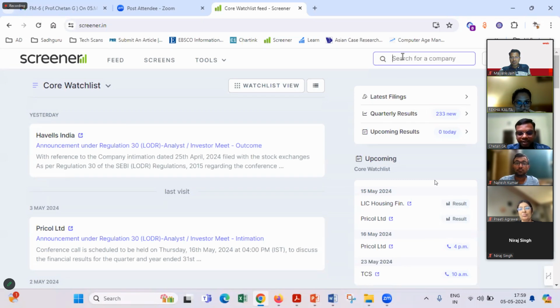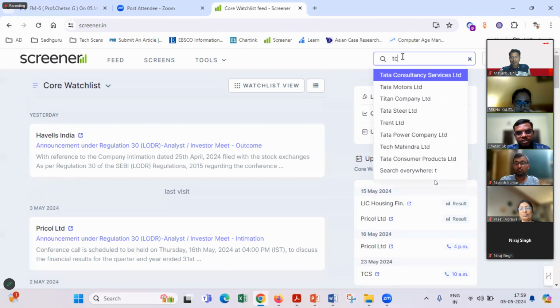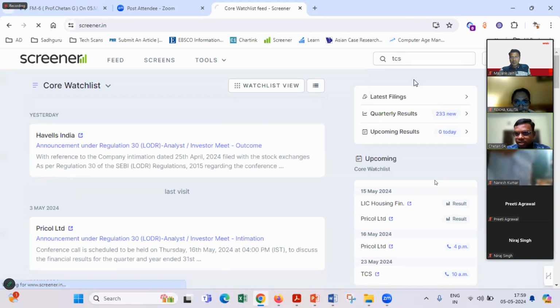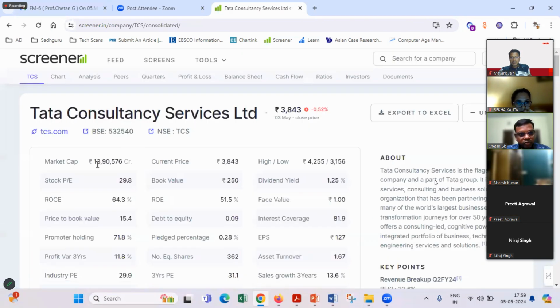I'll take an example of, let's say, TCS, which is a very large cap company. Large cap company means you can see 13,90,576 crores. This is the market capitalization of TCS. Let us take one more example. Give me some small cap like Birla Soft.